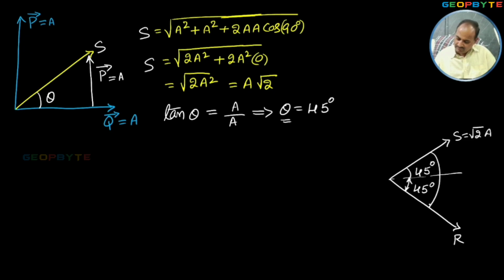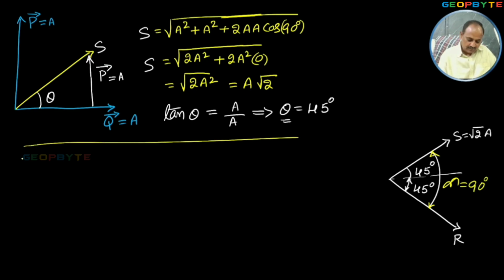Then what is the angle between the vector S and vector R? This angle is equal to 90 degrees. Let that angle be alpha. Here alpha equals 90 degrees, which is 45 degrees plus 45 degrees.